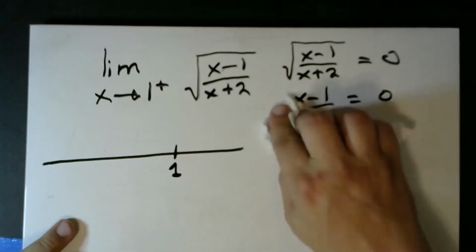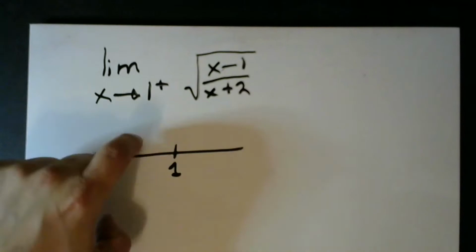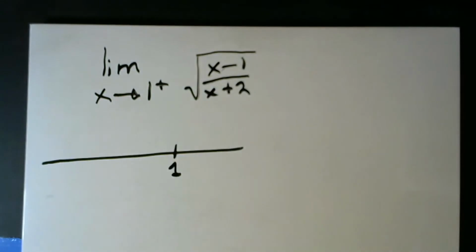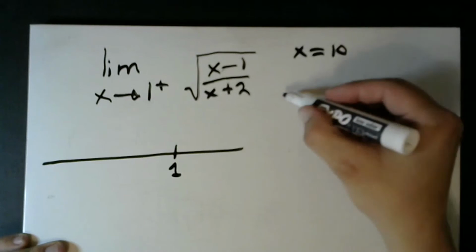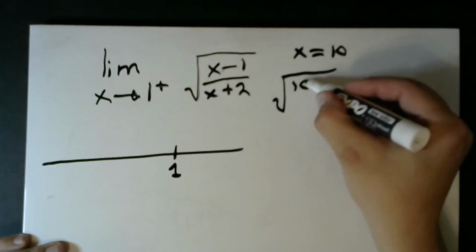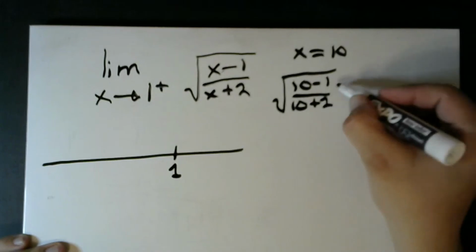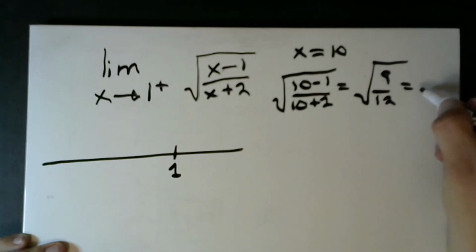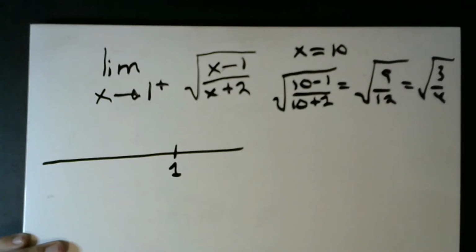So that being the case, we're going to be interested if is it doing something like this, or is it doing something like that? And the way we can tell is we can do what's called a test point. Say x is 10. So we'll get 10 minus 1 over, say, 10 plus 2. We get square root of 9 over 12. And that's going to round down to square root of 3/4. But this is a positive number.